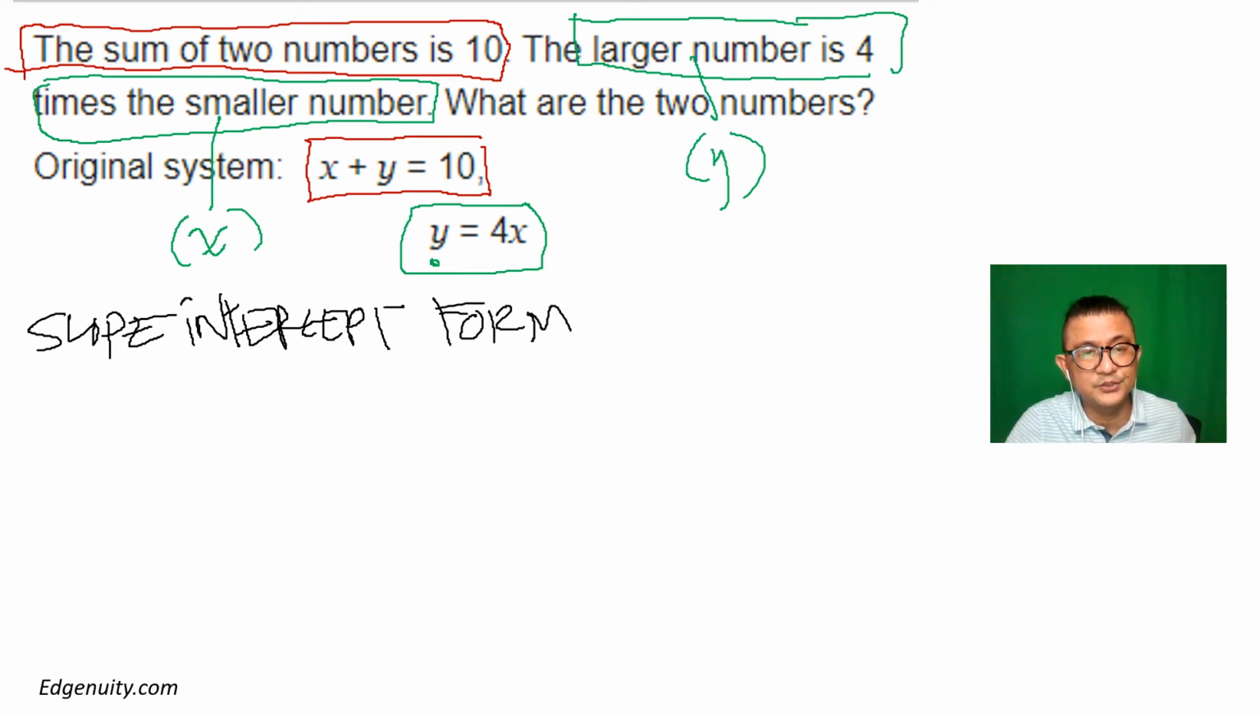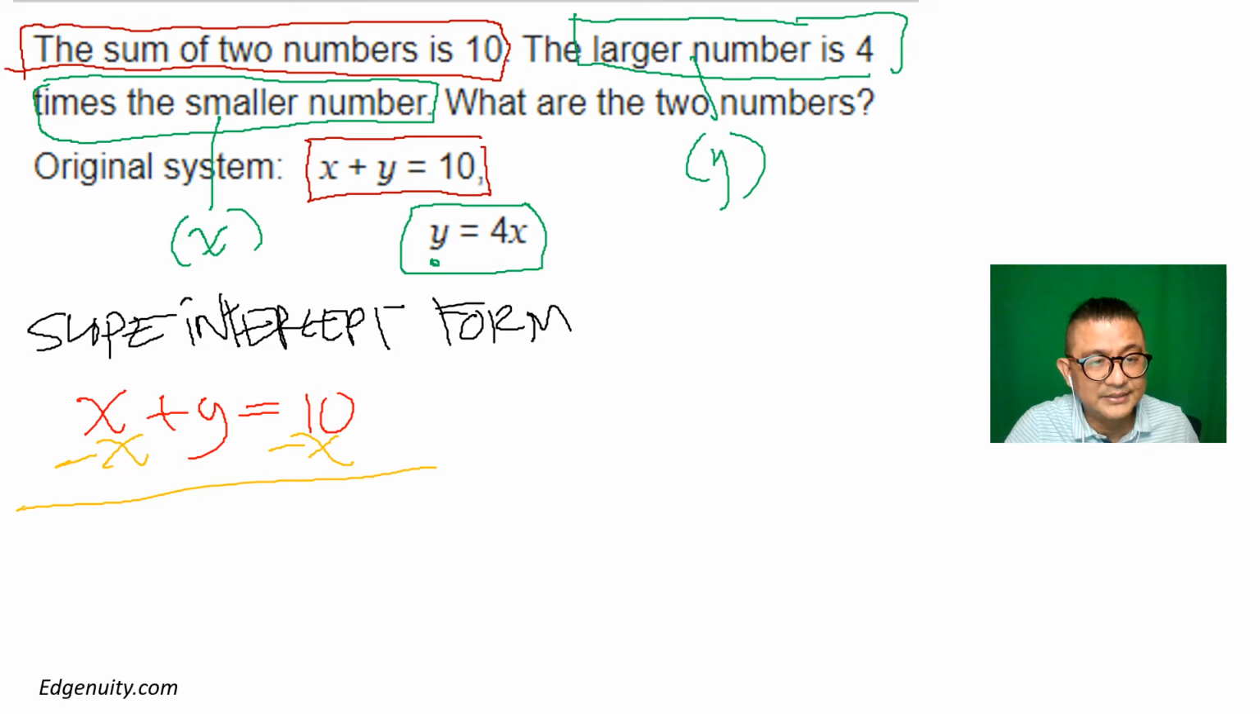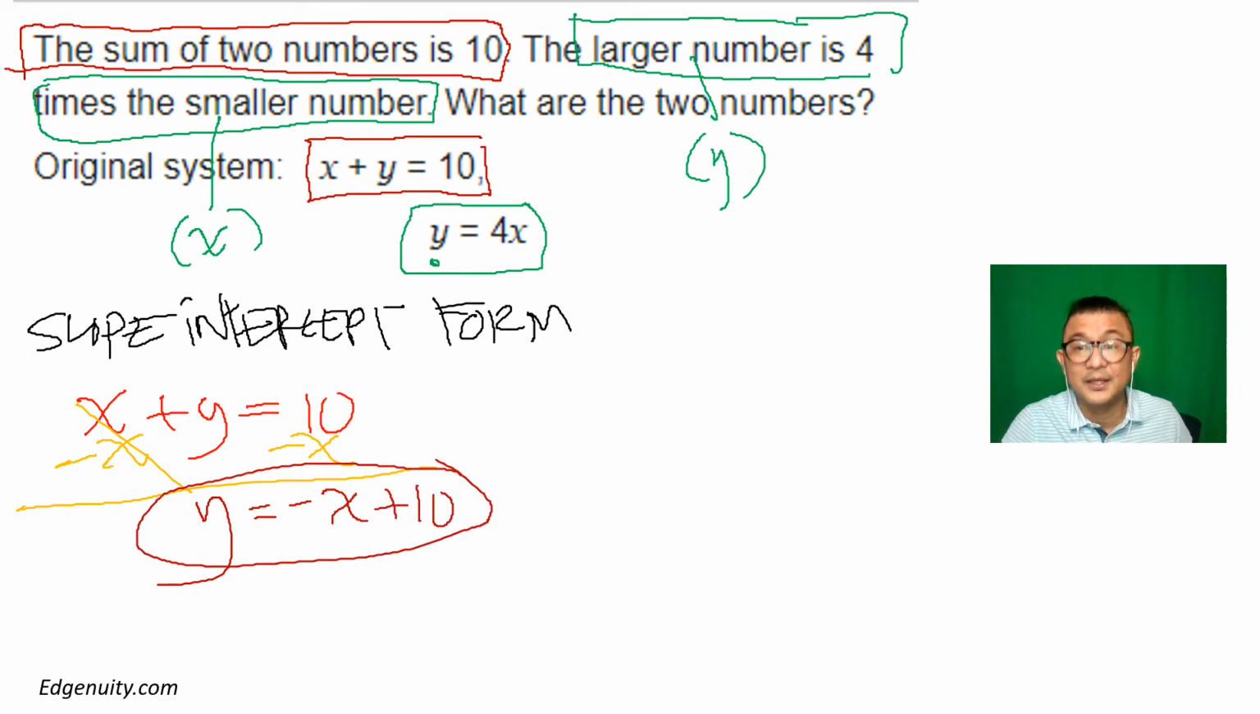Okay, so for the first one, x plus y equals 10. I don't like it. The x should be alone. Look at this. This x should be alone. I don't need you, x. You have to go to the other side. How do I get rid of that? So therefore, to get rid of that, I will subtract x on the left, subtract x on the right, that cancels out. Y is finally alone. Y is equal to negative x plus 10. That's my equation, the one in red.